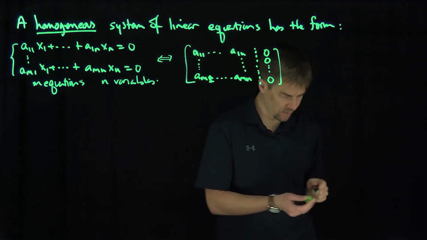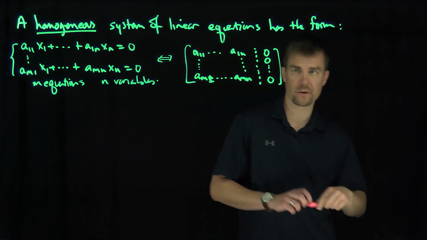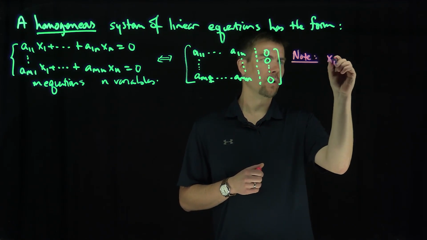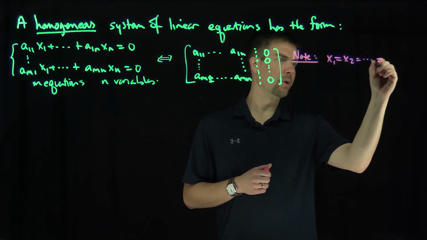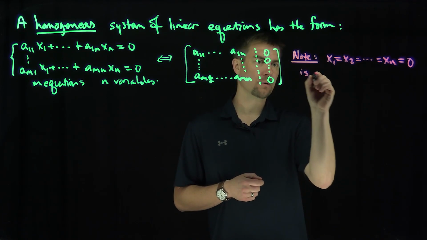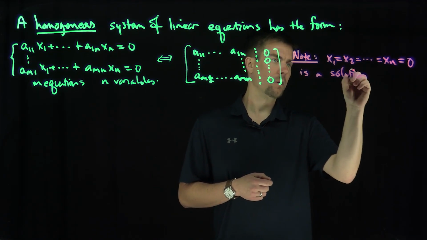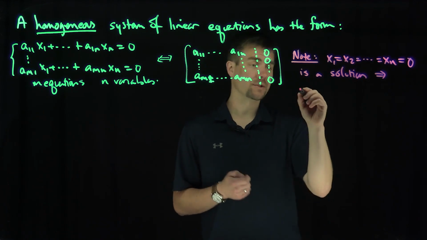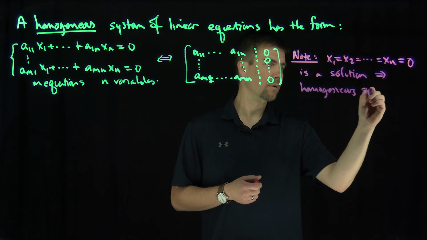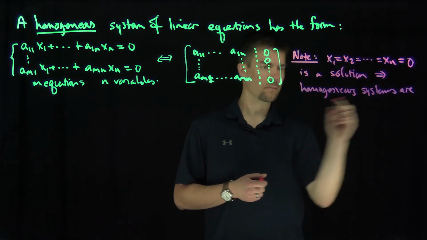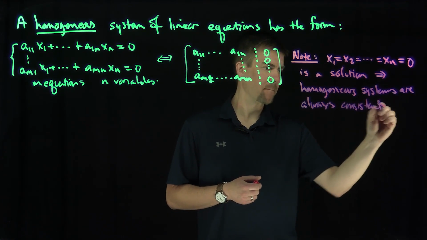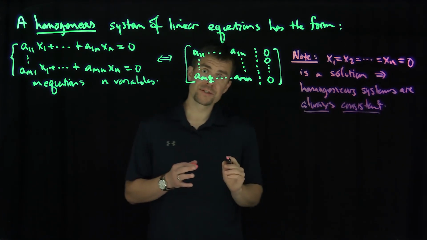So from these systems, here's an important observation. Note that x1 equals x2 equals all the way down to xn equals 0 is a solution to the system. And this implies that homogeneous systems are always consistent.